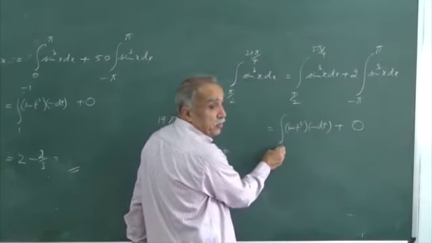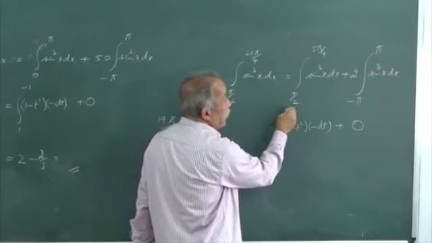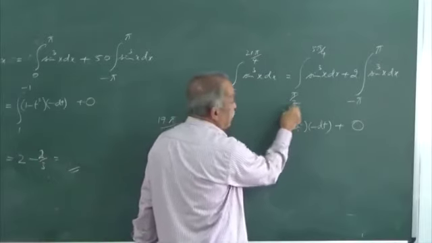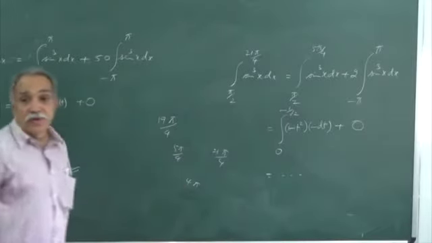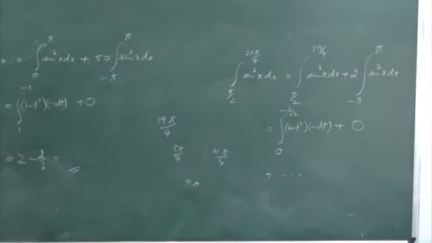Cos pi by 2. Cos 5 pi by 4 minus 1 by root. Huh? Huh.